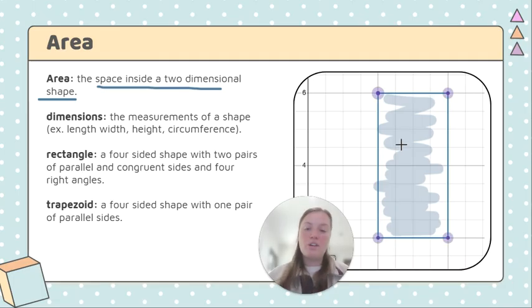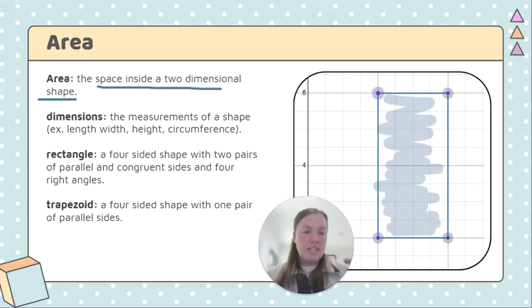So when we're working with rectangles, we're talking length and width. With triangles, we're talking about base and height, or amplitude. With circles, we've got pi and all of these things. But these are the different dimensions that help us find the area.